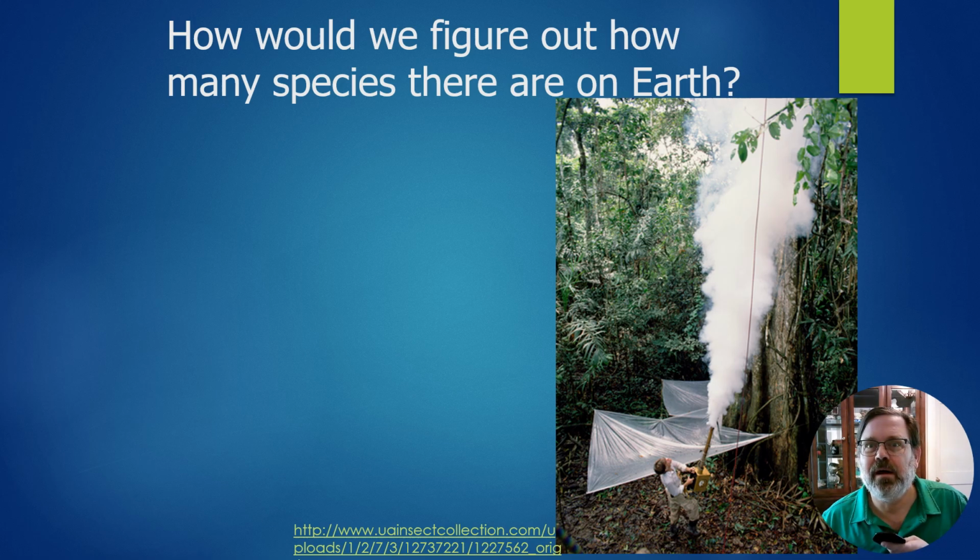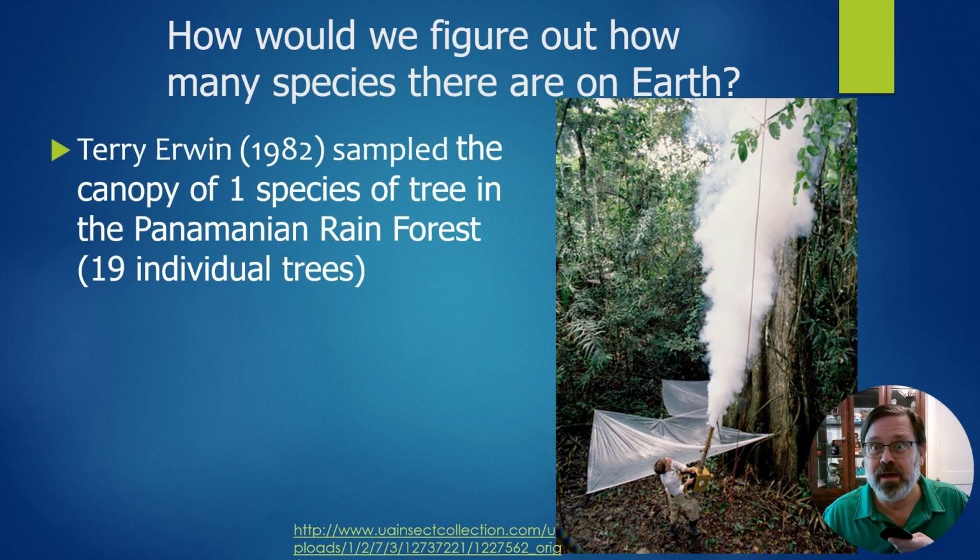Now, how would you figure out for the whole Earth how many species there are? Well, Terry Erwin did this for a species of tree in the Panamanian rainforest, sampling 19 individuals of this species up in the canopy by spraying an insecticide fog. If you're interested in a live action visualization of this, watch the first 10 minutes of the movie Arachnophobia, where they do this at the start to collect spiders.